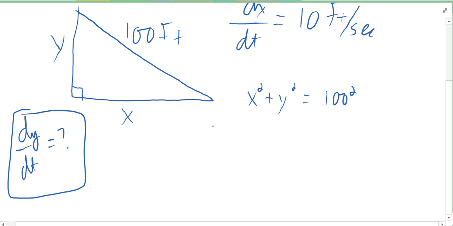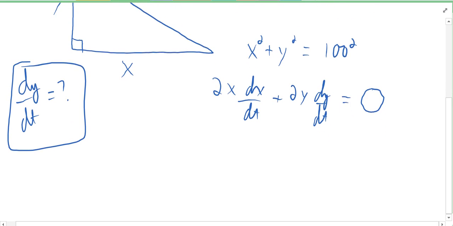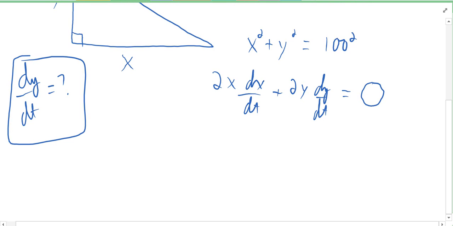When you derive it, you get 2x dx/dt plus 2y dy/dt equals, and when you derive 100 squared, please don't do the power rule. 100 squared is just a number. It's 10,000, so when you derive it, you just get 0. Cool. We're looking for dy/dt, so that's going to be in our equation still. We don't know y yet, but we can find it.